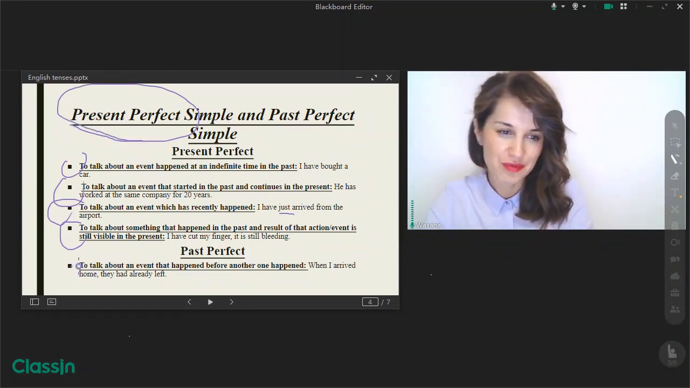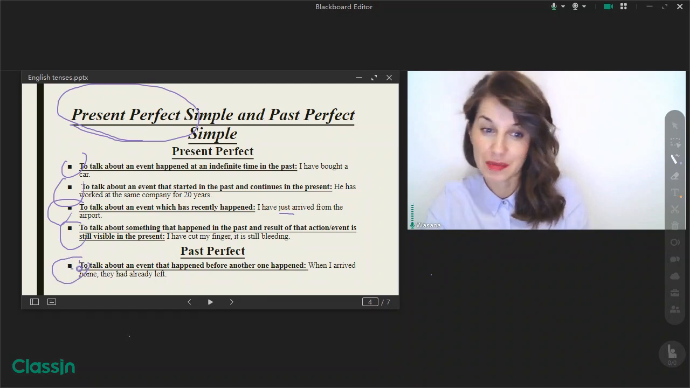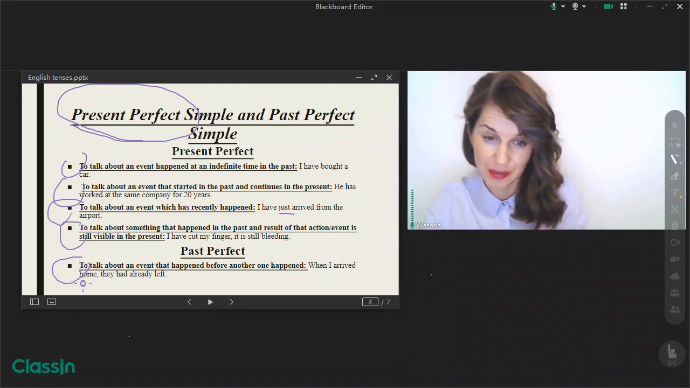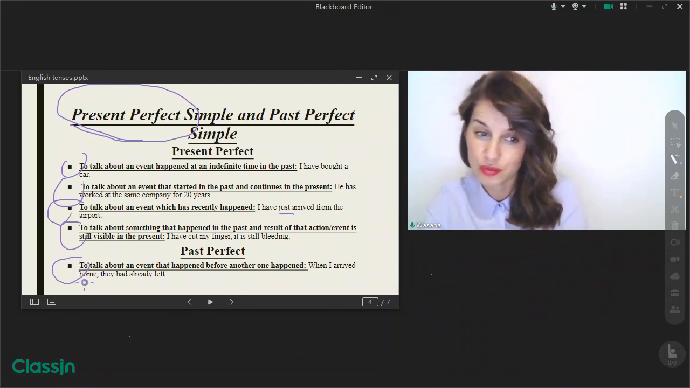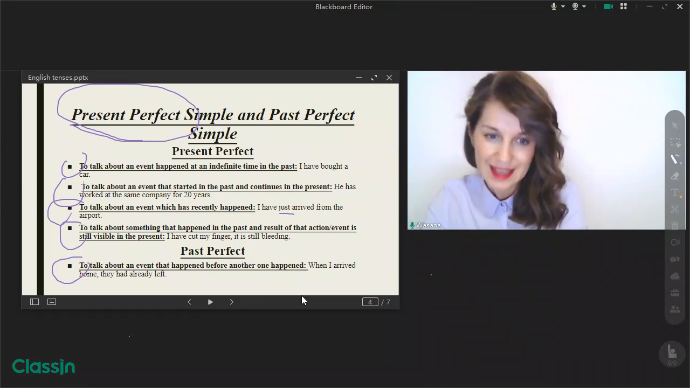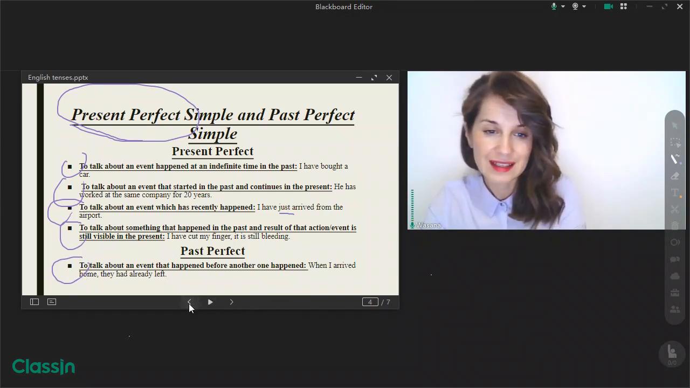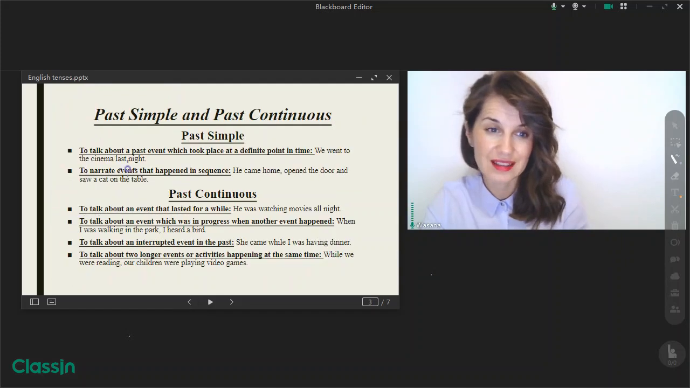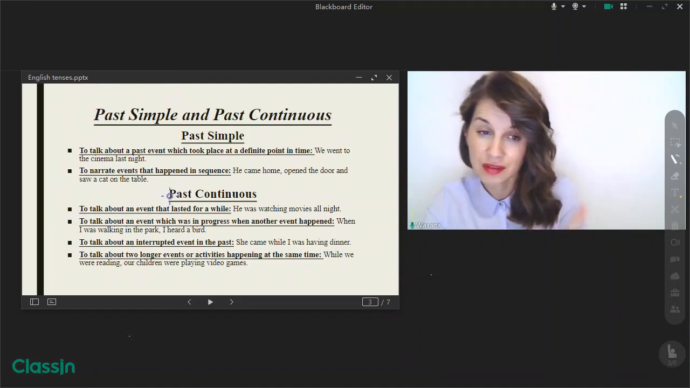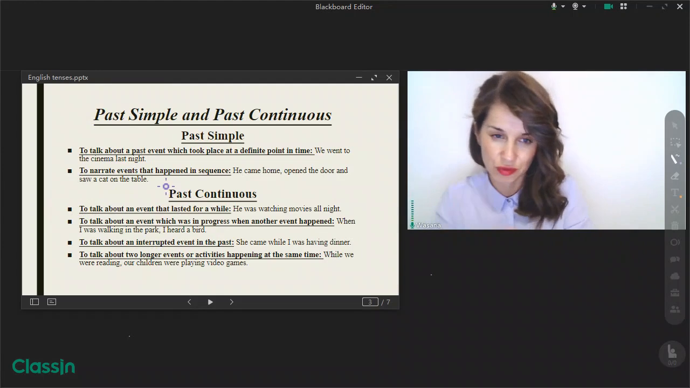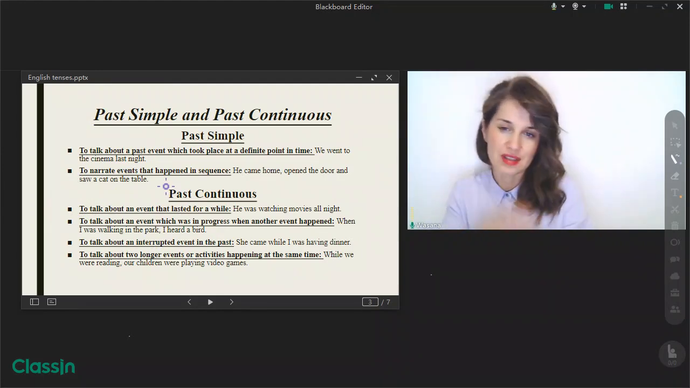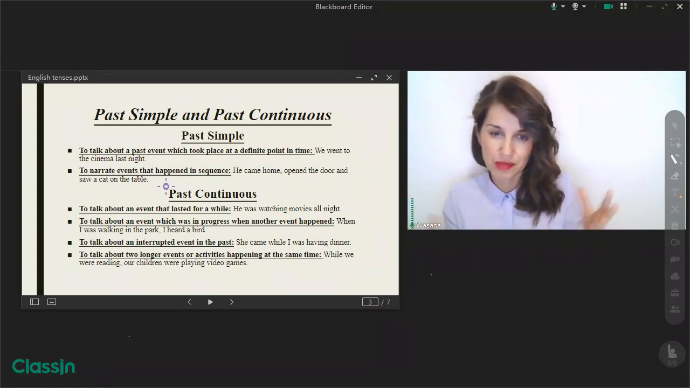Past perfect tense we use to talk about an event that happened before another one happened. When I arrived home, they had already left. Some students find past perfect and this usage of past simple with actions in sequence confusing. But my dear students, there is nothing special about these. This is not ambiguous at all.